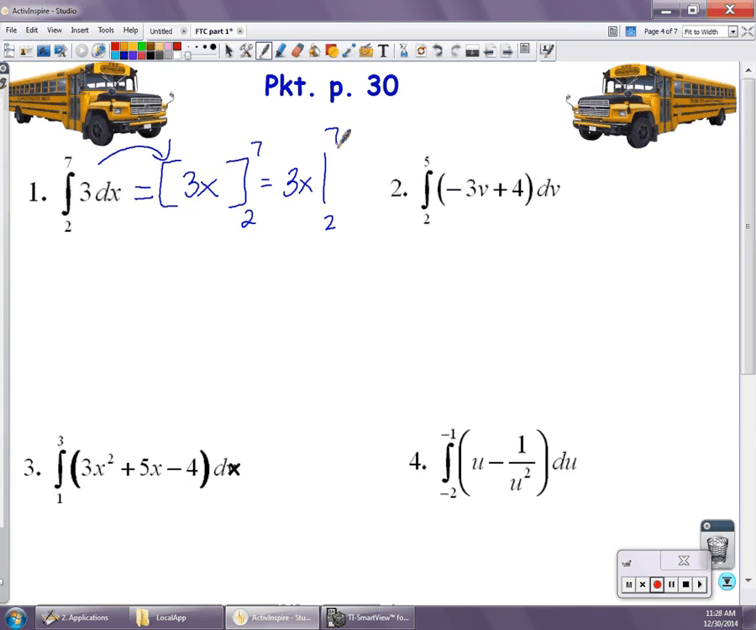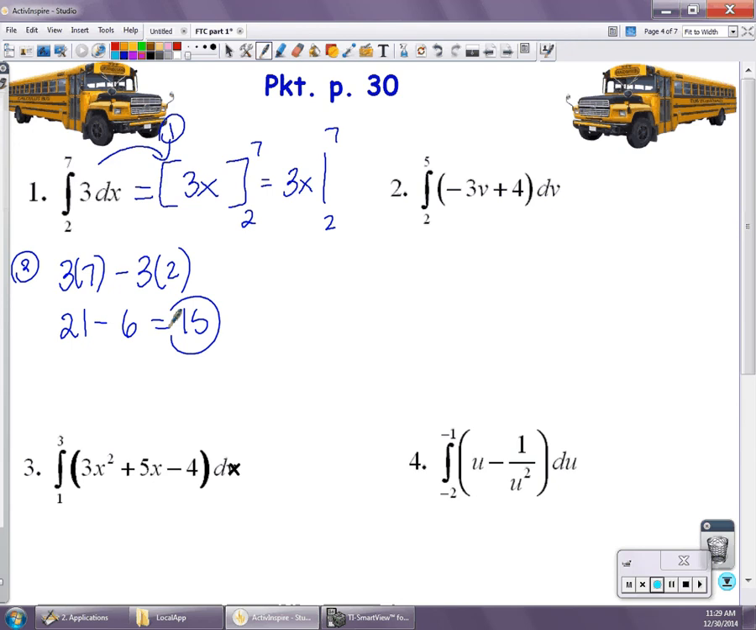So step number 1 is to find the antiderivative. Step number 2 is to evaluate the antiderivative at the upper bound and subtract the antiderivative evaluated at the lower bound. So that gives me 21 minus 6, which is 15. That is the analytical approach. Now we could prove that geometrically. We have the function y equal to 3.